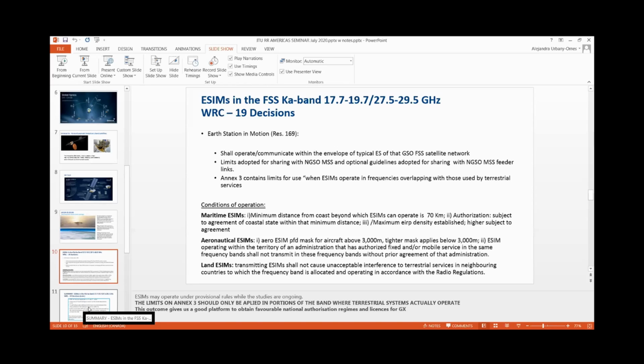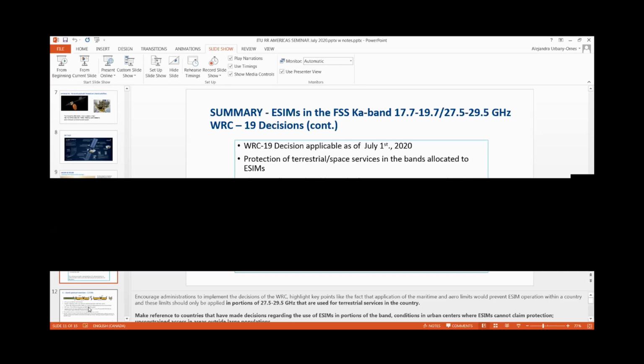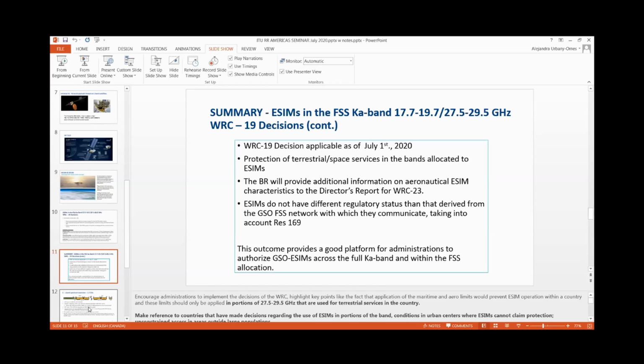This is a very important issue because the decisions are applicable as of July 2020, but also because of the demand for Ka-band, the demand for connectivity and mobility. All of us who are going to use these bands are currently planning, for example, the provision of Global Express in our case. The SIMs don't have any regulatory status different from that which derives from the GSO FSS network under Resolution 169. And these outcomes, with the annex and the guidelines, provide, I think, a good platform for administrations to authorize SIMs across the full band and within the FSS allocation.